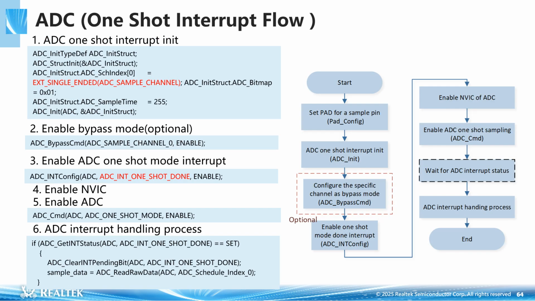The configuration process for single sampling with an ADC is as follows. Step 1. Configure the ADC sampling time, the channel to be sampled, and the schedule index. Step 2. Choose whether to enable bypass mode. Step 3. Enable the interrupt for sampling completion. Step 4. Enable NVIC. Step 5. Turn on the ADC. Step 6. When sampling finishes, it generates an interrupt. The sampled data is received in the interrupt handler.